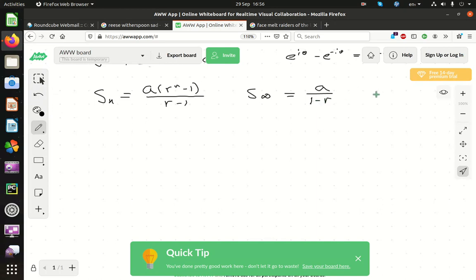If provided that r is between 1 and minus 1. Yeah, those are the formulas we're going to use. That's what this whole next exercise is about.